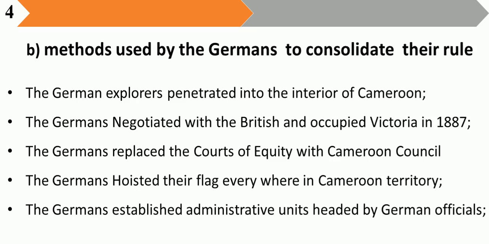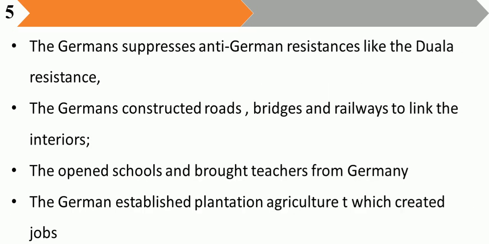Next, the Germans established administrative units, which were headed by German officials. The Germans suppressed anti-German resistances like the Douala resistance. Take note, not every Cameroonian opened their hands to welcome the Germans when the Germans came to annex Cameroon. We had tribes like the Hickory town, which is now called Bonaberi. They were not prepared to accept the Germans.